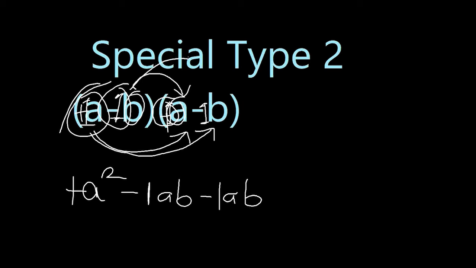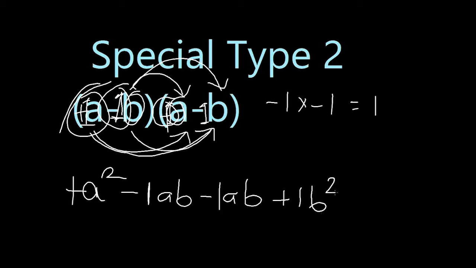And now for this last one, this is where we're going to have to take into account the negative. So we've got a negative 1b and a negative 1b. What's minus 1 times minus 1? Okay, it's a tricky one. Two minuses make a positive. So it's going to be plus 1. And then b times b is b squared.